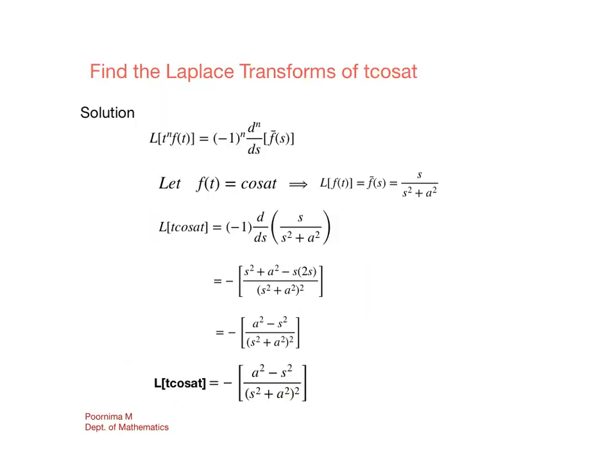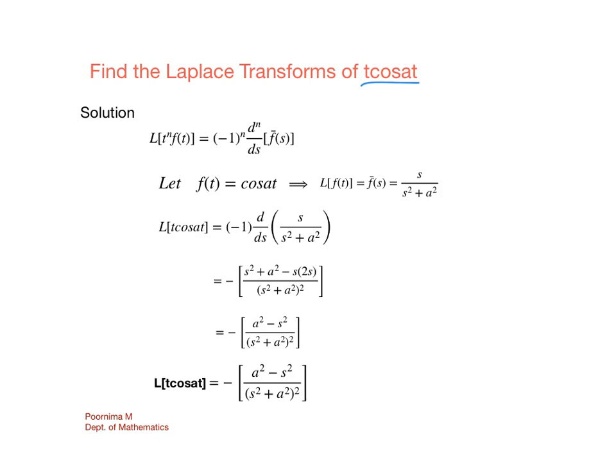Now so far you have seen how the shifting property is applied. Now let's move to the second property, multiplication by t. So we have the problem here. Laplace transform of t cos at. T into cos at. So when the function is multiplied by t, we have to take the second property.